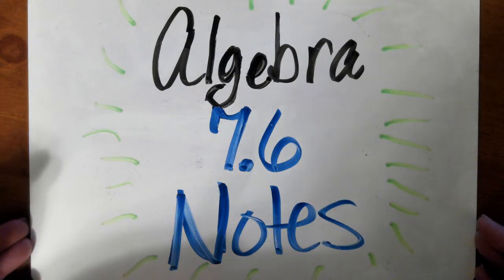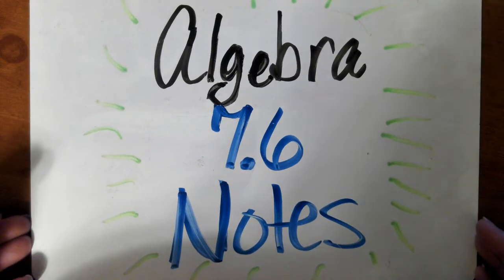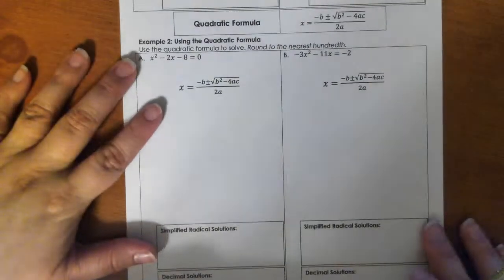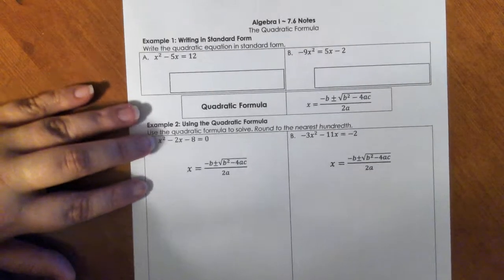Today we're doing 7.6 notes, known as the quadratic formula. Okay, so first thing that we need to do is talk about standard form again.